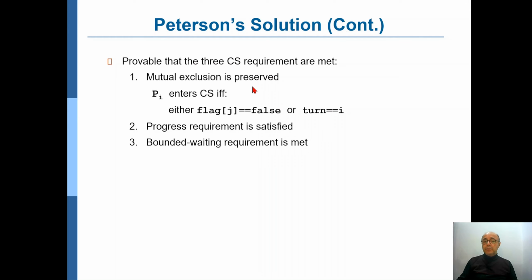So mutual exclusion is preserved, as we have seen. Pi will enter the critical section if and only if the other one does not want to go into the critical section, its flag is false, or the turn belongs to itself. And the progress requirement is satisfied. There is always some progress, and no one is waiting indefinitely by always giving the turn to other people, because there are only two actually.